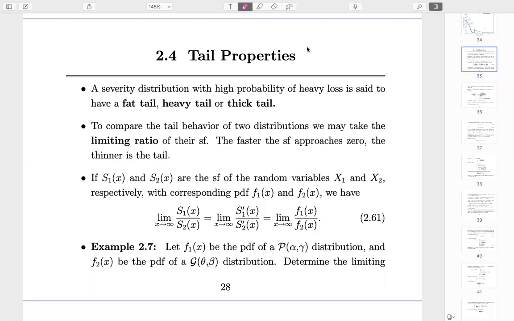In the last video, we started on how to create new distributions through different techniques like transformation, mixing, and splicing. I think that video was somewhat technical and not easy, but luckily this is not the case for this video. Now we study section 2.4, Tail Properties.